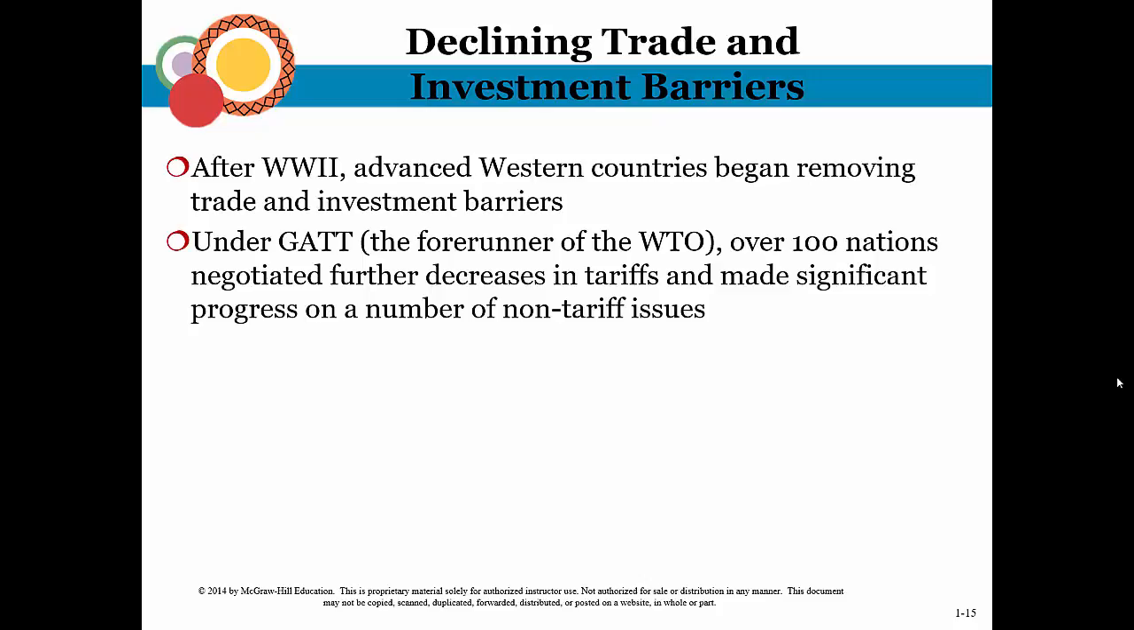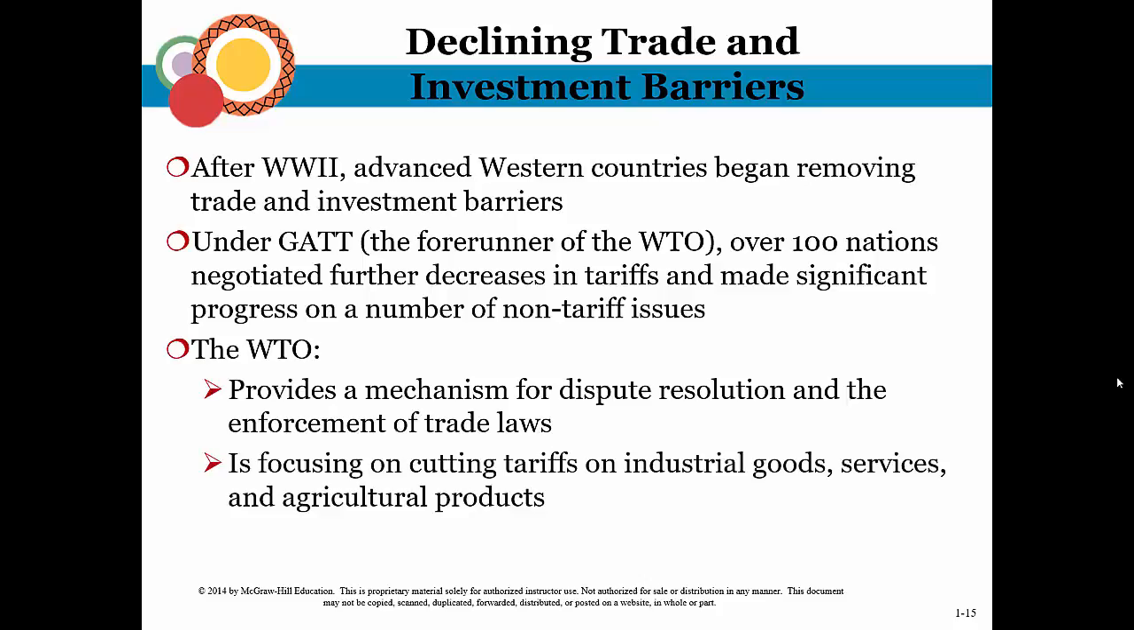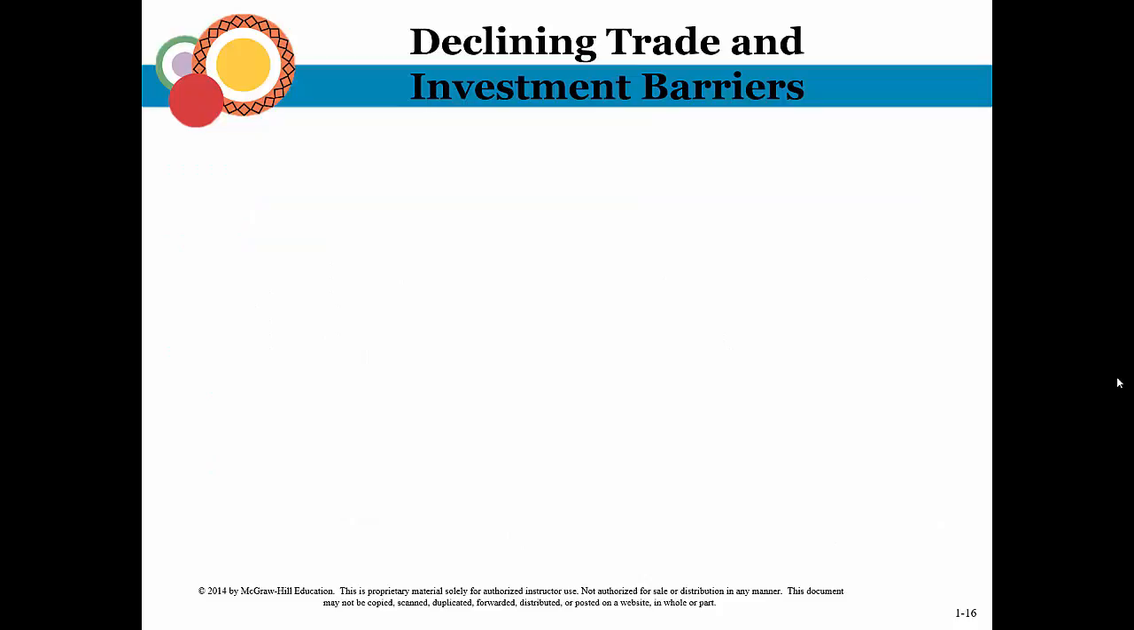Once the WTO started to emerge, they provided a mechanism for dispute resolution to enforce trade laws. They focused on cutting tariffs and on producing an environment where industrial goods, services, and our actual products can be exchanged throughout the globe. And there is the barrier to cross-border investments, if you will.